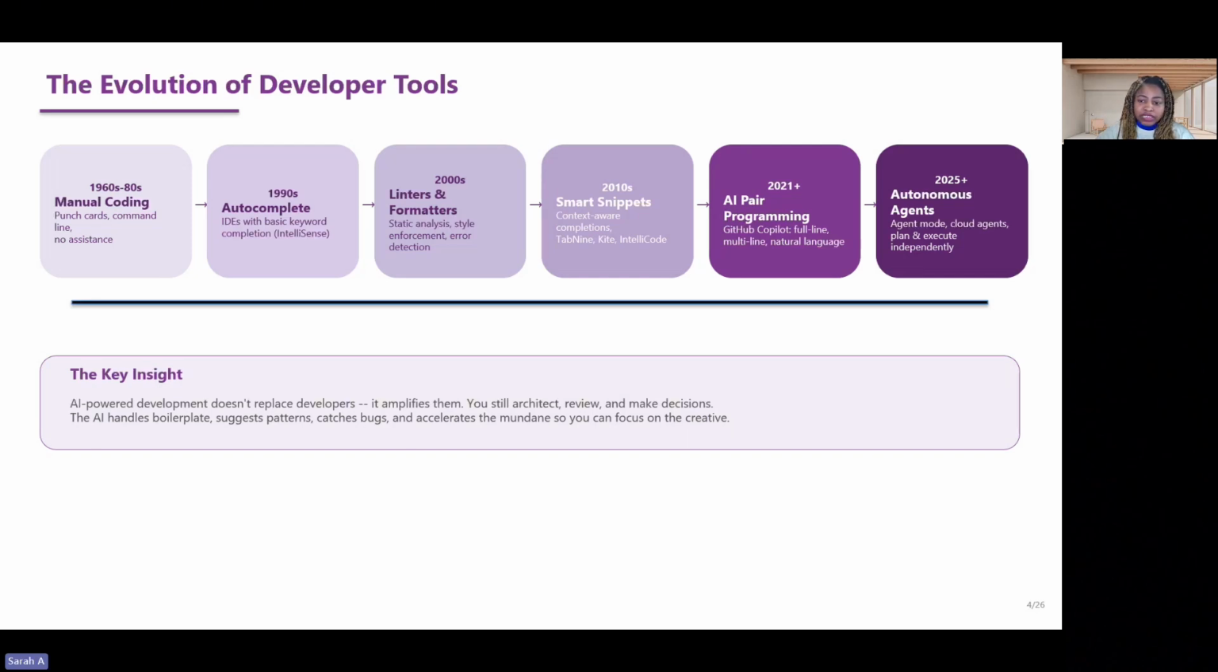It analyzed your code statistically and enforced style rules. So this was the first time tools could find bugs without running the code, but they were all rule-based. They could not generate new code.